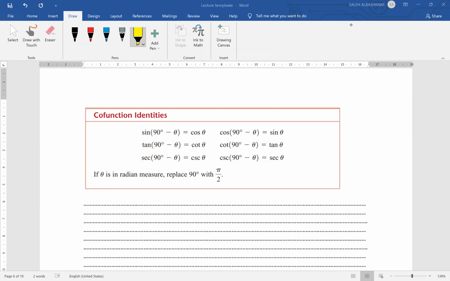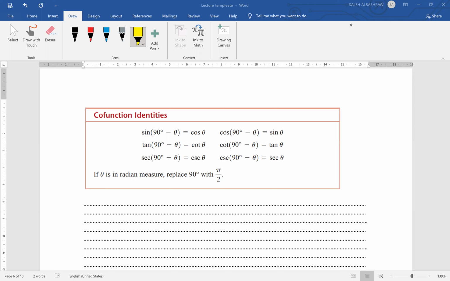Welcome to the third part of the sum, difference, and cofunction identities. In the last two parts, we discussed how to find the trigonometric value for the difference between two angles or the sum of two angles: sine alpha plus beta or sine alpha minus beta, also cosine alpha plus beta or cosine alpha minus beta. In this part, we are going to speak about the cofunction identities. The cofunction identities came from, we can say, complementary angles.